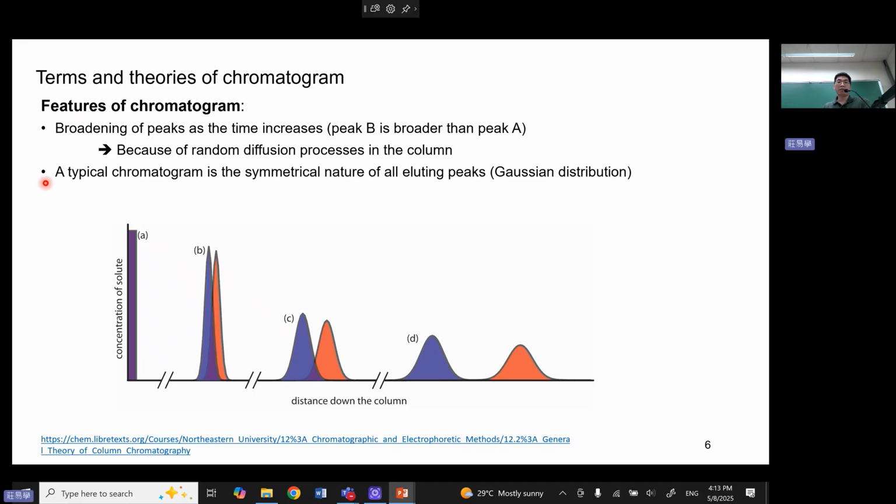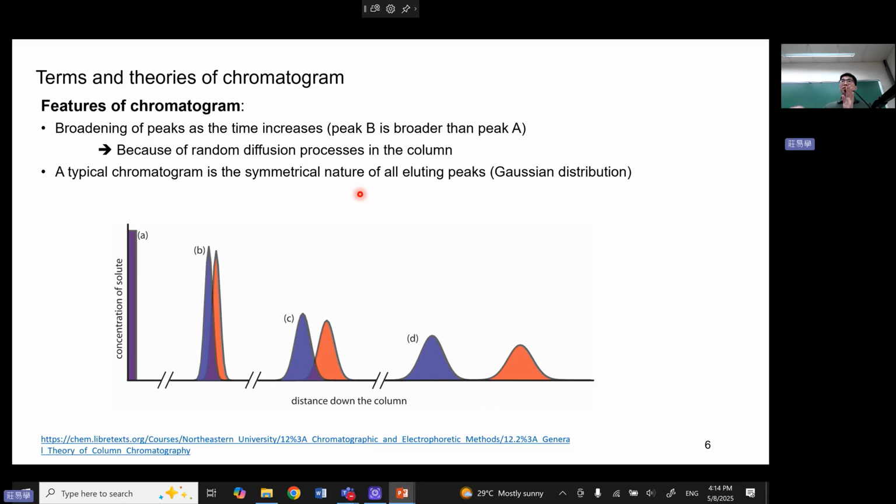Right, and typically the peaks in a chromatogram usually feature a symmetric nature. Symmetric means that if you cut it in half, it's like a mirror. Ideally speaking, a peak in a chromatogram features a symmetrical nature. But in reality, if the column is aging, let's say you use it for a long time, the peak would become skewed.